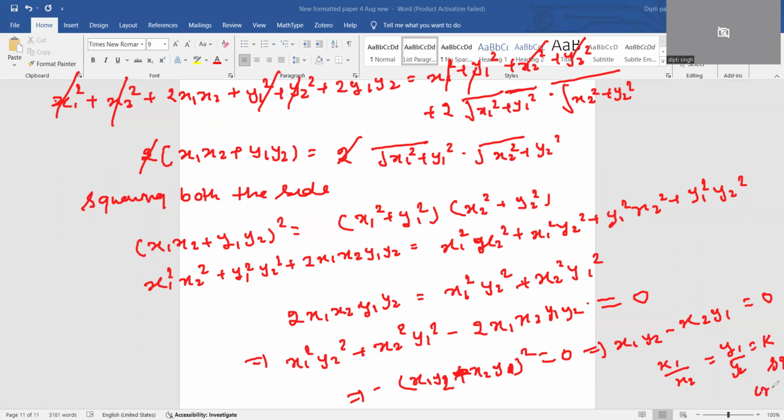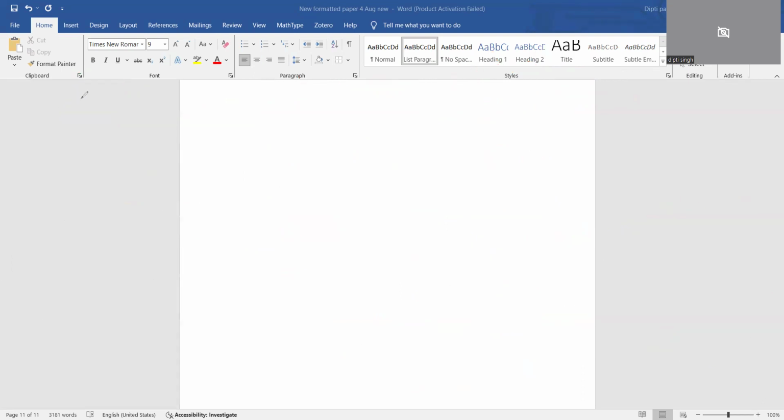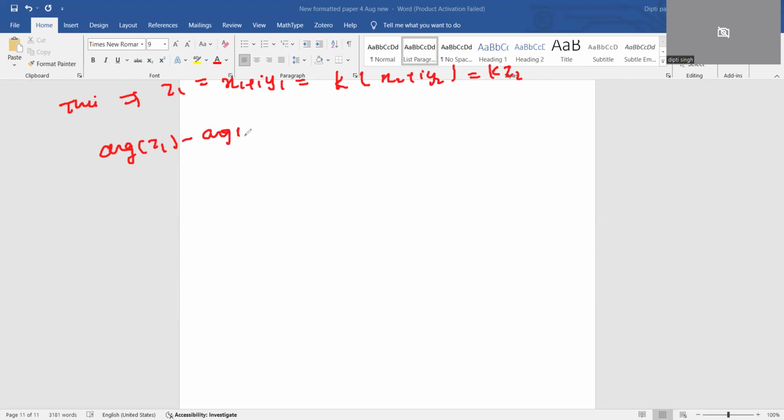Now we say k is real. This implies Z1 equals x1 plus i y1 equals k times x2 plus i y2, meaning we can write k Z2. So argument of Z1 minus argument of Z2 is argument of Z1 upon Z2, which will be argument of kZ2 upon Z2, which is argument of k.